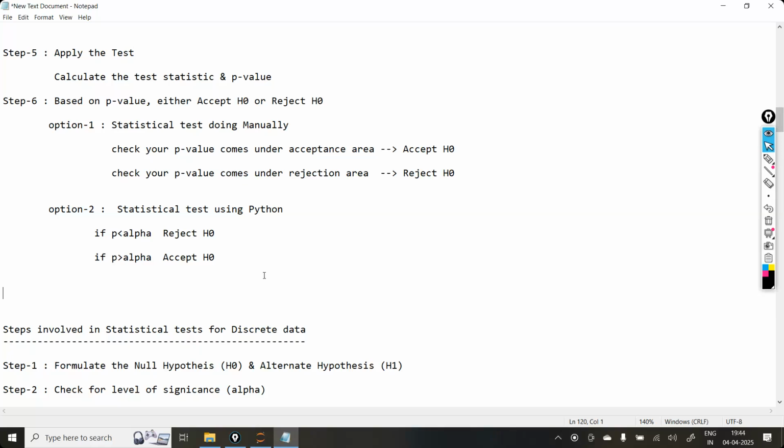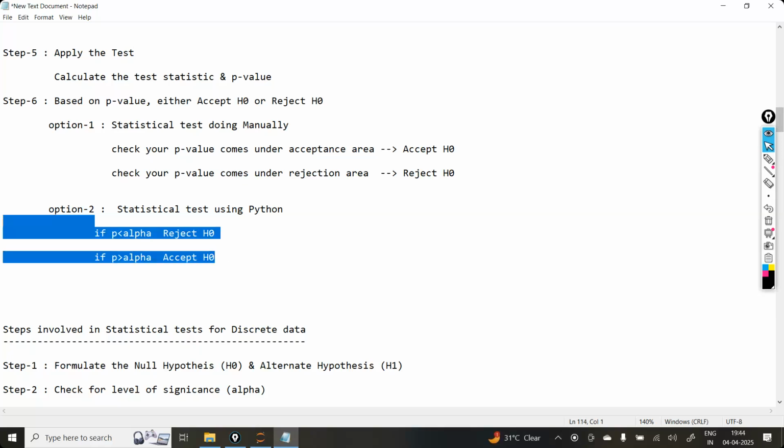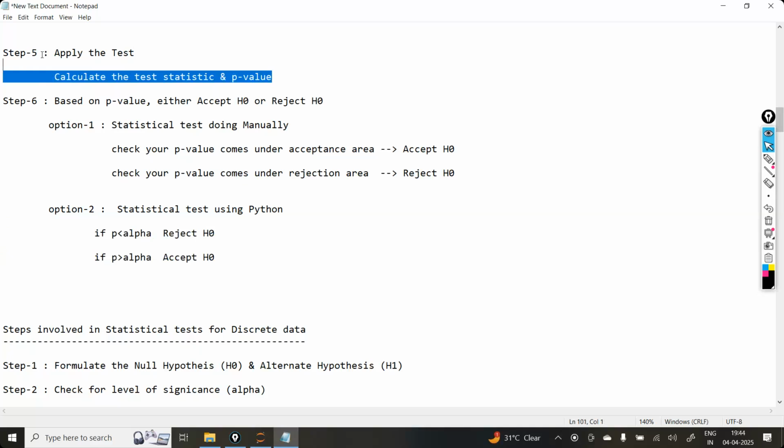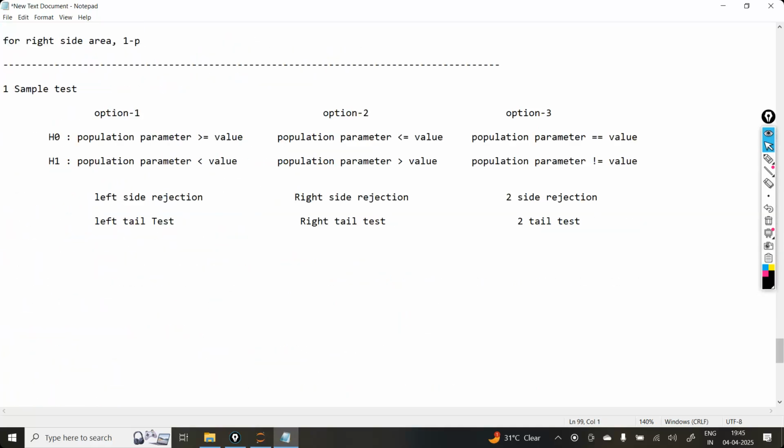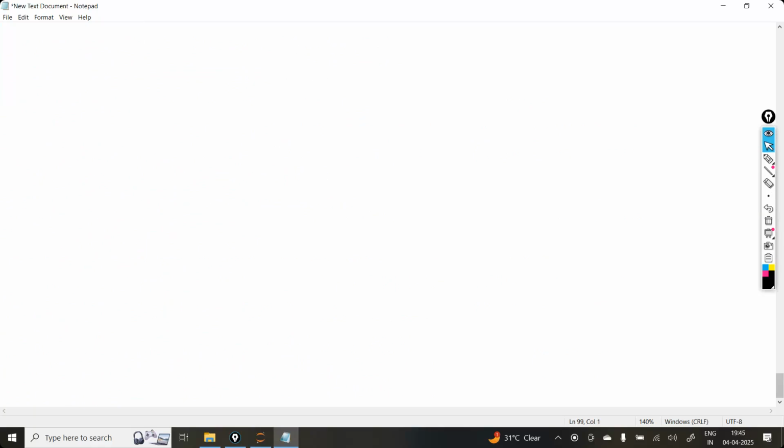In Python, the last step is very easy. See the p-value. In Python, applying the test and calculating the test statistic will all be done automatically by Python. Now I'm going to show you an example. What is the difference between manual calculation and Python?